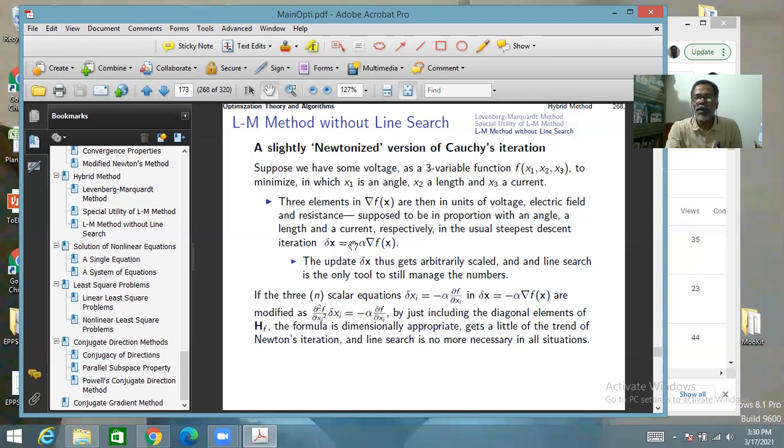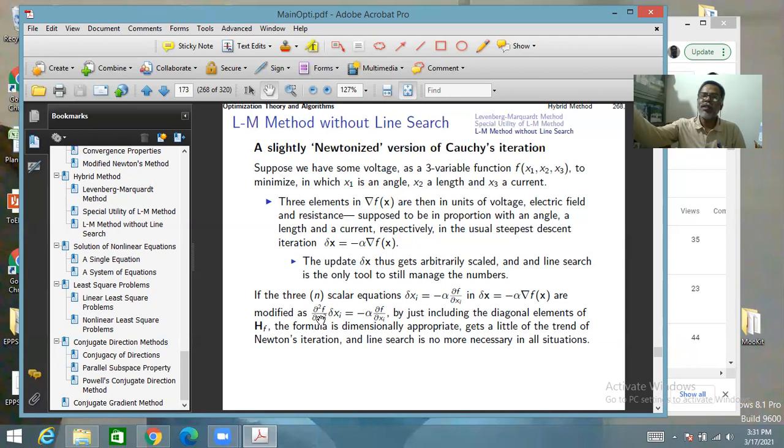Now, if you open out the three scalar equations, delta xi equal to alpha times this, and then modify that by multiplying with just a scalar derivative, del 2f by del xi square, only that scalar in each of the scalar equations. Then what will happen? Del 2f by del xi square into delta xi would be in the dimension of del f by del xi, which is on this side. And then alpha becomes dimensionless. In some sense, this is taking an element of the second derivative.